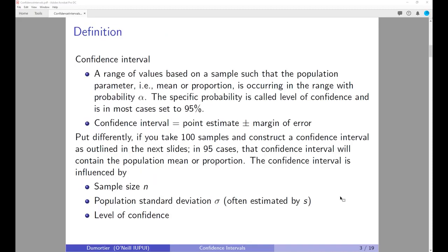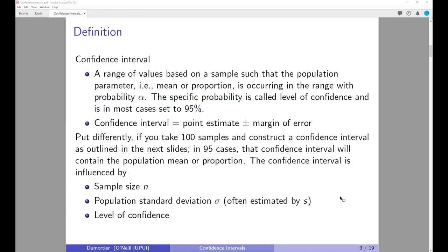Okay, so the confidence interval is basically a range of values that is based on a sample such that the population parameter, that means either the mean or the proportion, is occurring within that range with a certain probability alpha. And we will see in the future that this probability alpha is usually 95%. Sometimes it is 90%, and sometimes it can also be 99%. But in most cases, it's 95%.